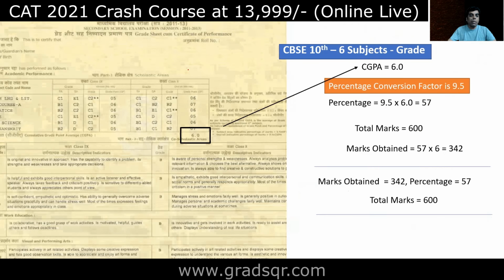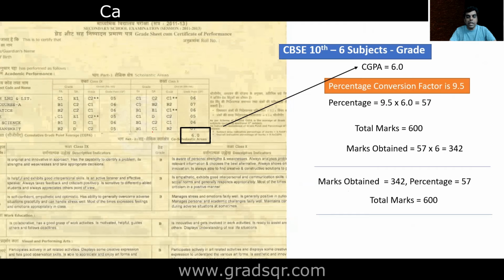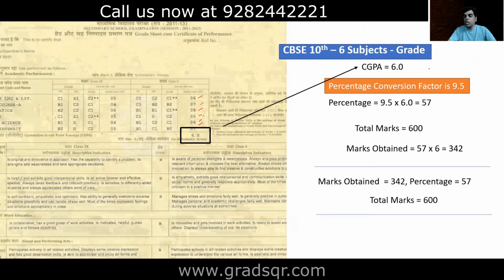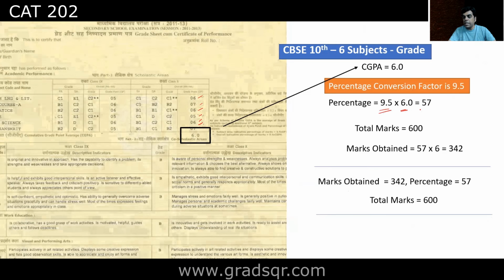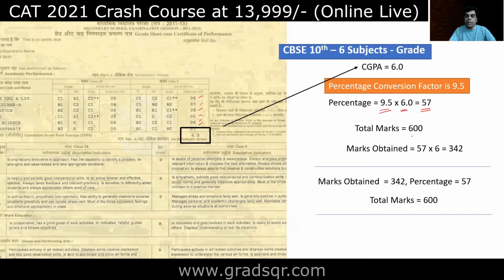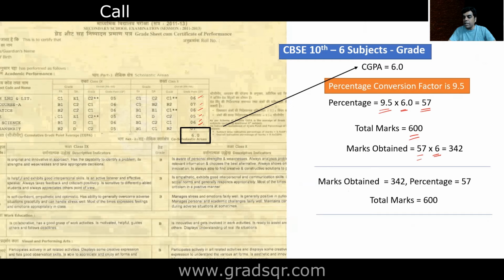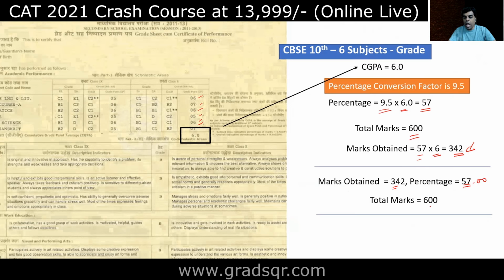Now, another kind of mark list that people have shown me is where there are 6 subjects again, and then you have got a grade. In this case, you'll be taking your CGPA from here, multiplying it again by 9.5 with CBSE, and then you will get it as 57, and your total marks is 600. So you'll have 57 multiplied by 6 now, and you'll get this in this case as 342. So 342 is the marks obtained, percentage is 57, so we'll put it as 57.00, and total marks is 600.